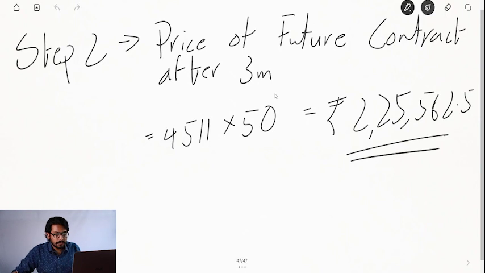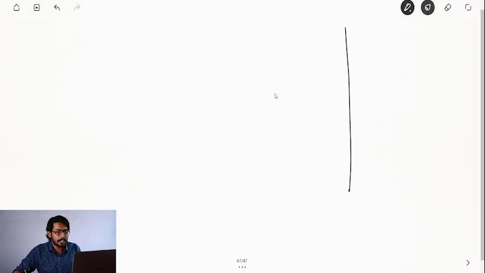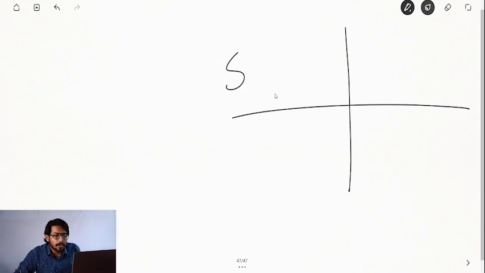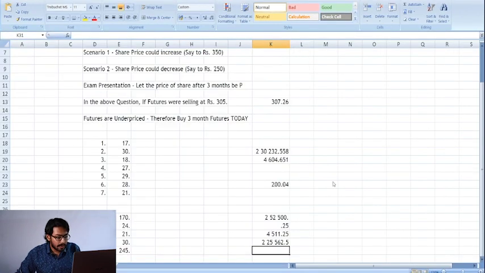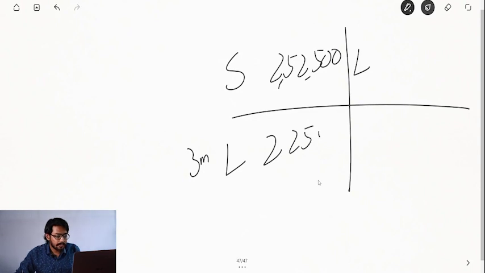See what is happening. Today your position in the futures market is short. Why? Because you are long. You are holding a portfolio. You are long, so in the futures market, you are short. One future contract had a value of 252,500. After 3 months, your hedging is over. You don't want to hedge for the entire 4 months. You want to hedge only for 3 months. So after 3 months, you are going long at 2,25,562.5. How did we get that?